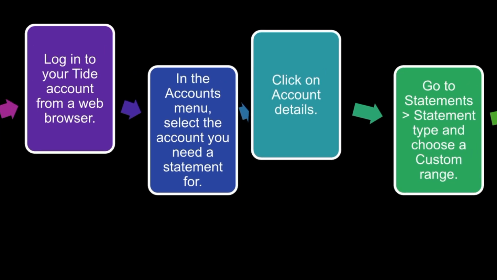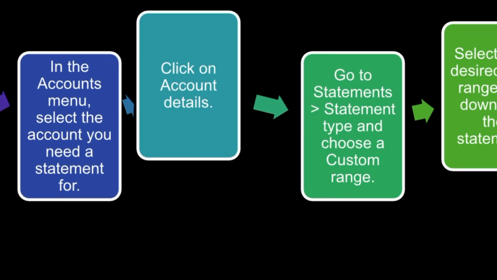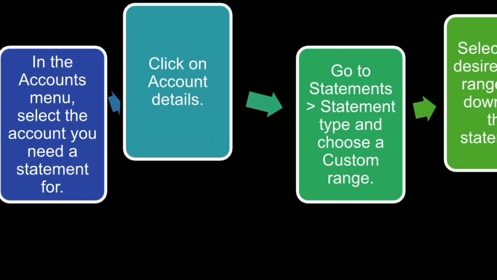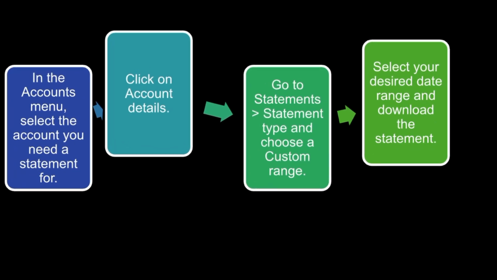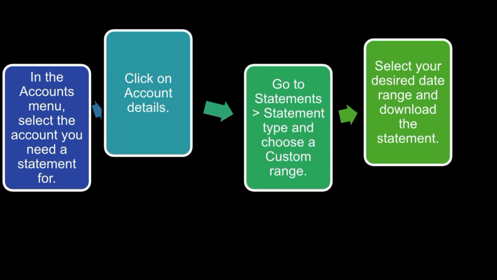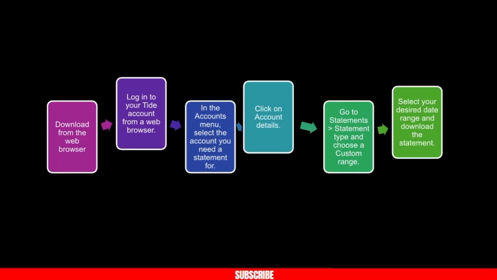Click on account details. Here you have to go to statement section and then select your custom range. Select your desired date range and download the statement, and that's all.